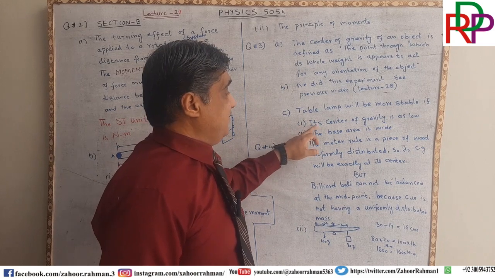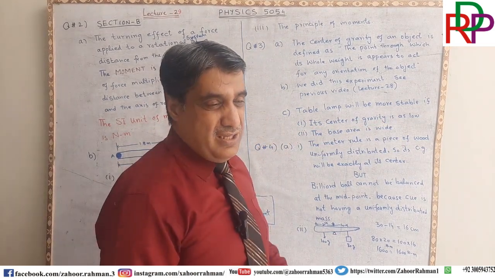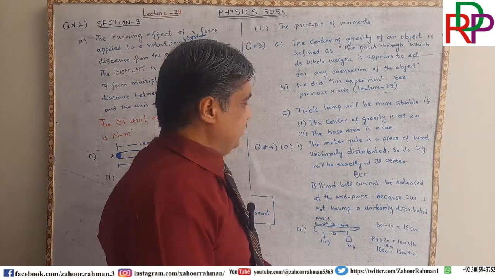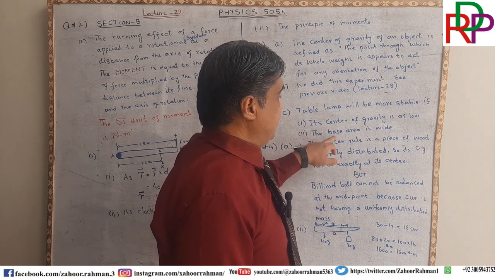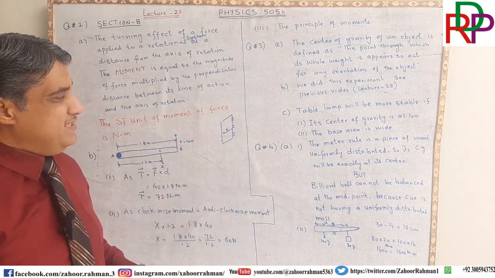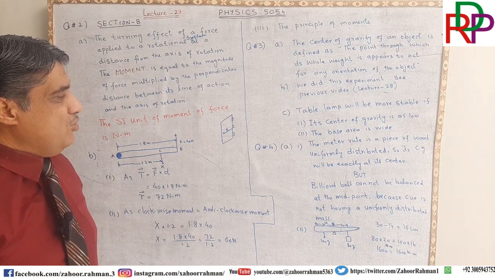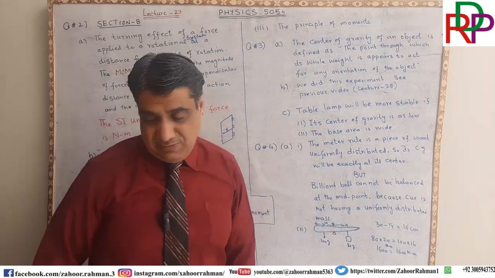number one, if its center of gravity is low. If the center of gravity is lower, it will be stable. The second condition we studied yesterday: the base area is wide. If the base area is wide, the table lamp will be more stable. Okay, that was the whole story about C.